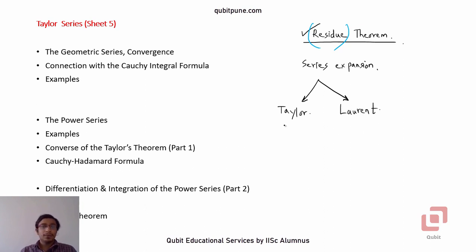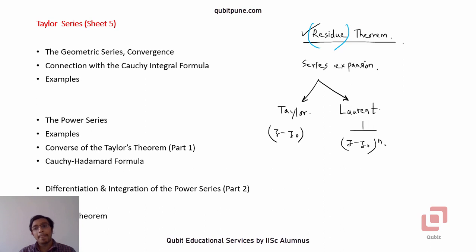Now in the Taylor series we only consider the positive integral powers of z minus z naught, including the zeroth power. Whereas in the Laurent series expansion of a function of a complex variable, we not only consider the positive integral powers and the zeroth power, but we also consider negative integral powers.